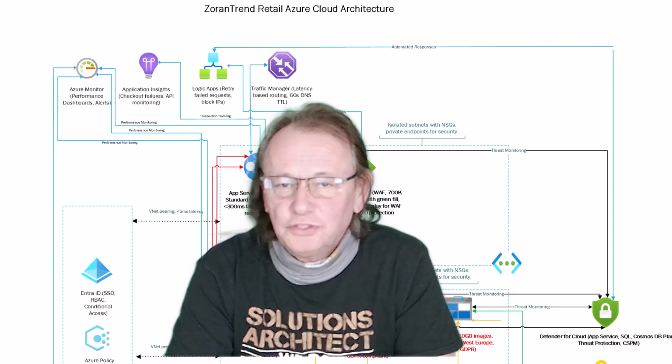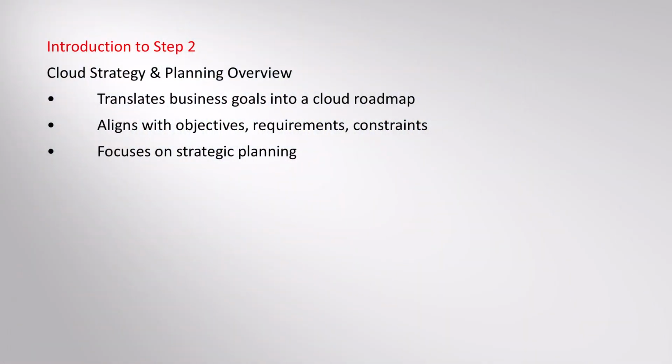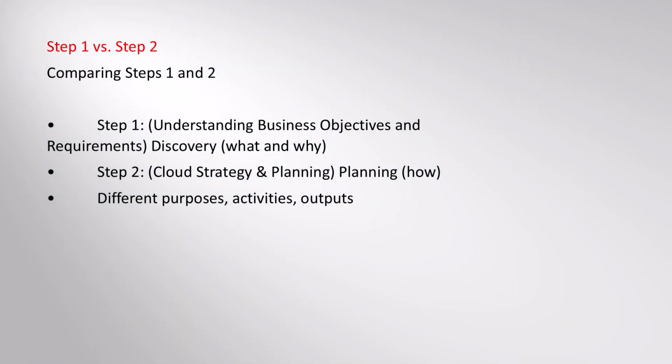So let's start this video. As a cloud solutions architect, cloud strategy and planning entails a systematic approach to align cloud adoption with business objectives, technical requirements, and constraints. But before we go to step 2, cloud strategy and planning, let's address how step 1, understanding the business objectives and requirements, differs from step 2, cloud strategy and planning.